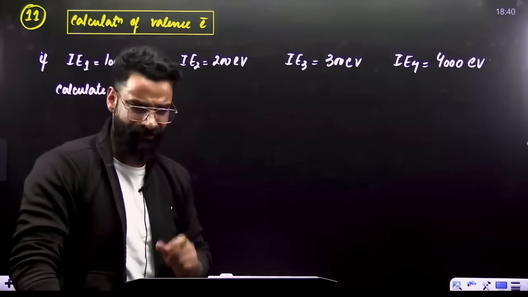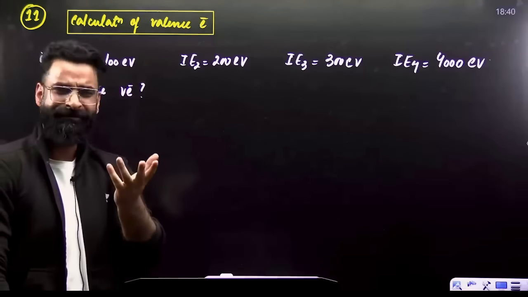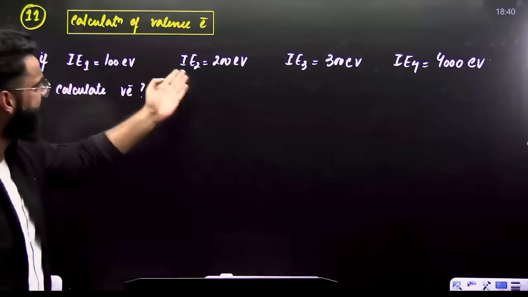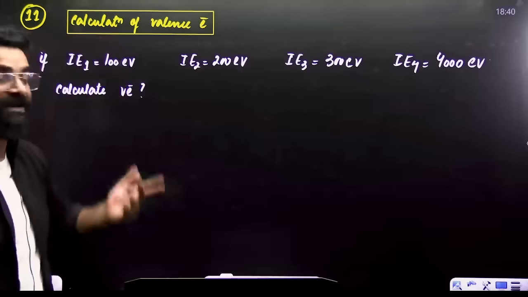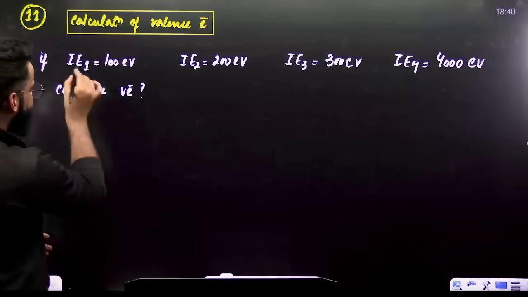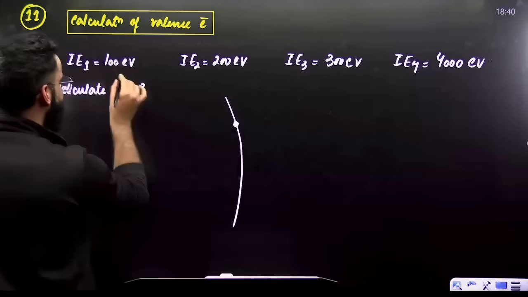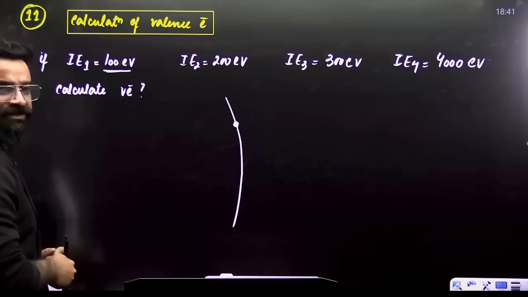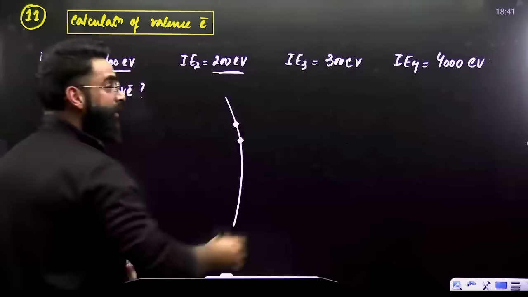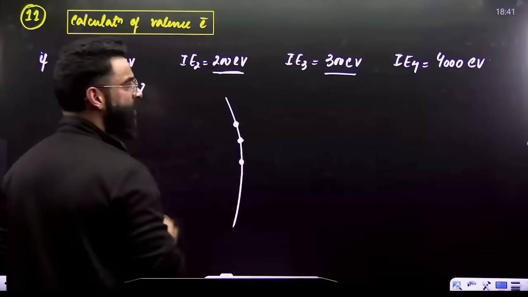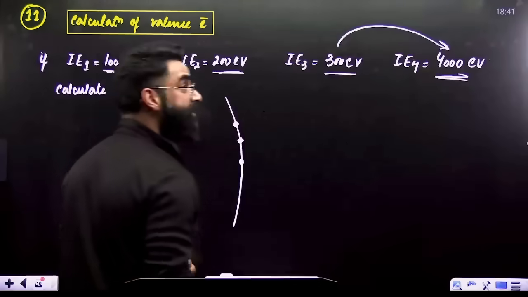Calculation of valence electrons. Again, one simple concept. My dear students, you will be given a matter whose first, second, third and fourth ionization energies will be given. You will be supposed to check how many valence electrons are in the atom. First ionization energy means taking the first electron out. To take the first electron out, 100 electron volt energy is required. For the second electron, 200 electron volts. For the third, 300 electron volts. For the fourth electron, 4000 electron volts are required.